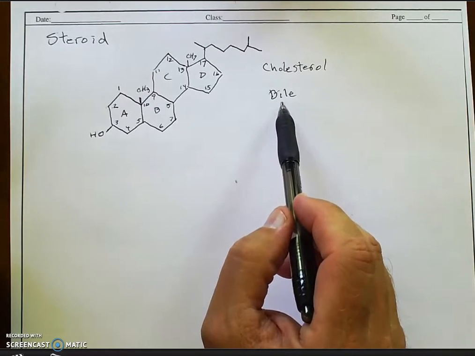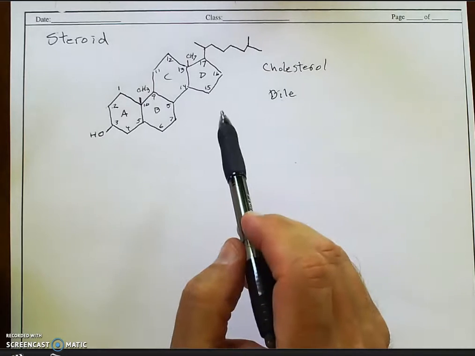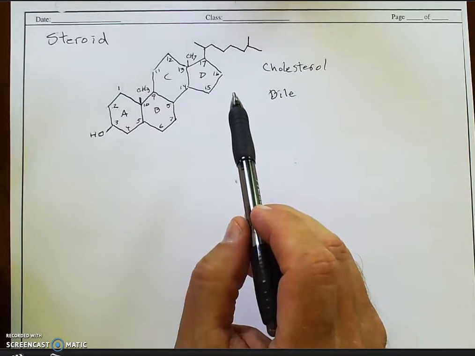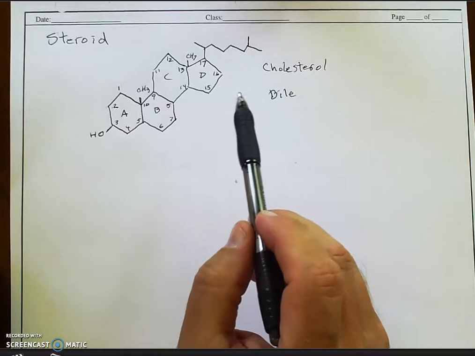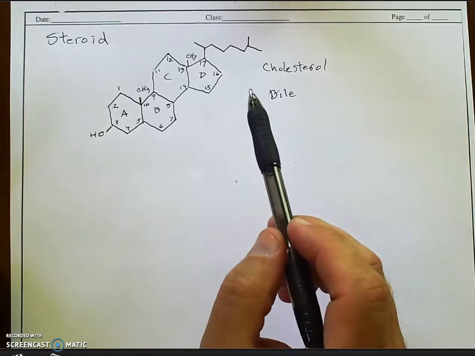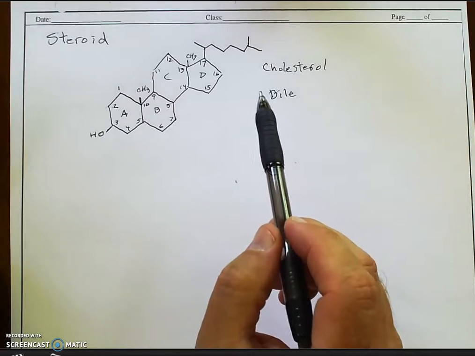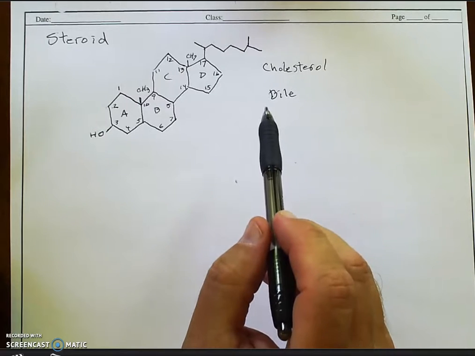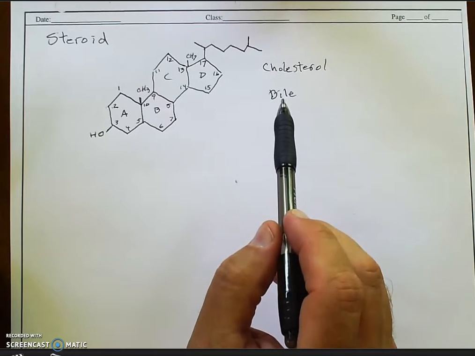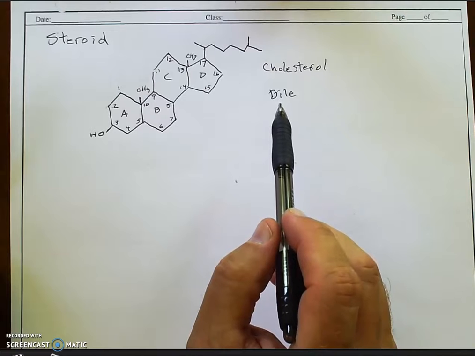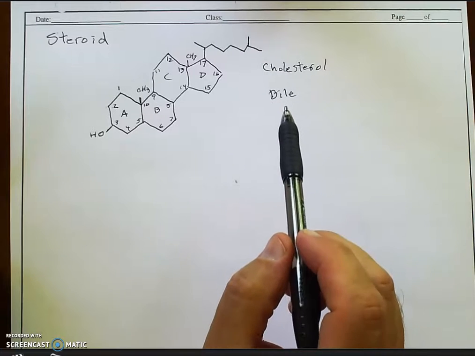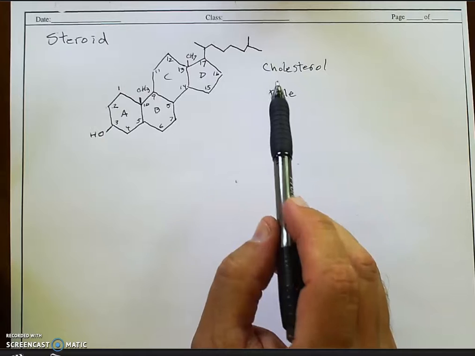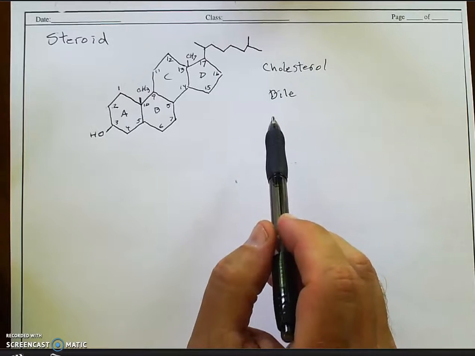Now, bile is made by the liver. It contains cholesterol. It has a few other related compounds, a few other sterols. I'm not going to try to draw all of those. One of those is called cholate. There's another one called chenodeoxycholate. But the chol in those words refers to the bile that they are part of.